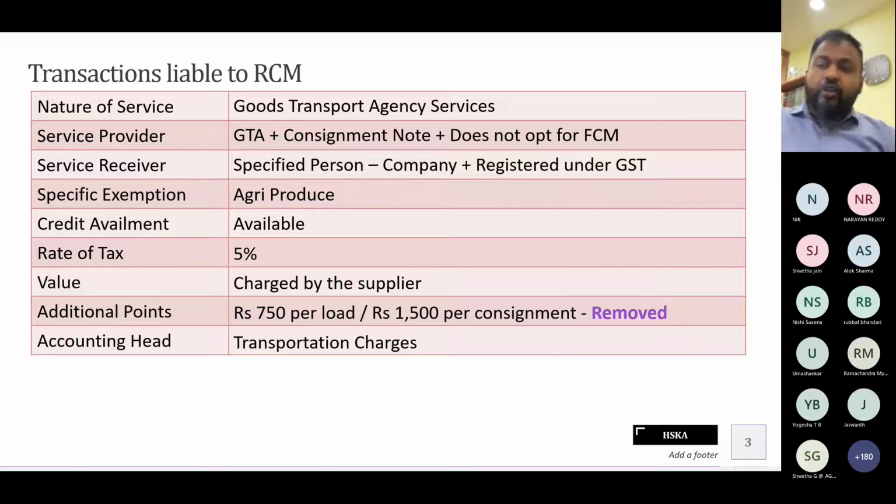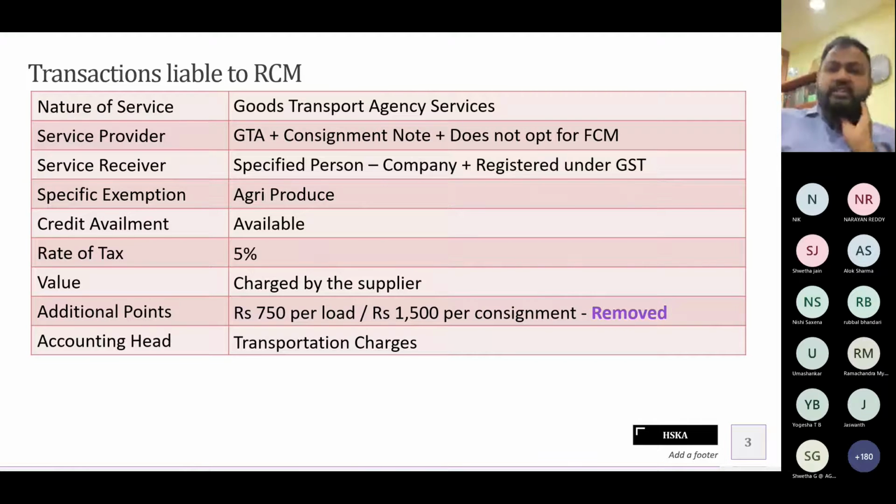So the recipient, even though he is paying tax at the rate of 5%, will be entitled to claim input tax credit of the same. What is the value on which taxes are required to be discharged? Whatever the supplier charges on his invoice or bill of supply. On that value, 5% is required to be discharged. There is no artificial inflation of the value.